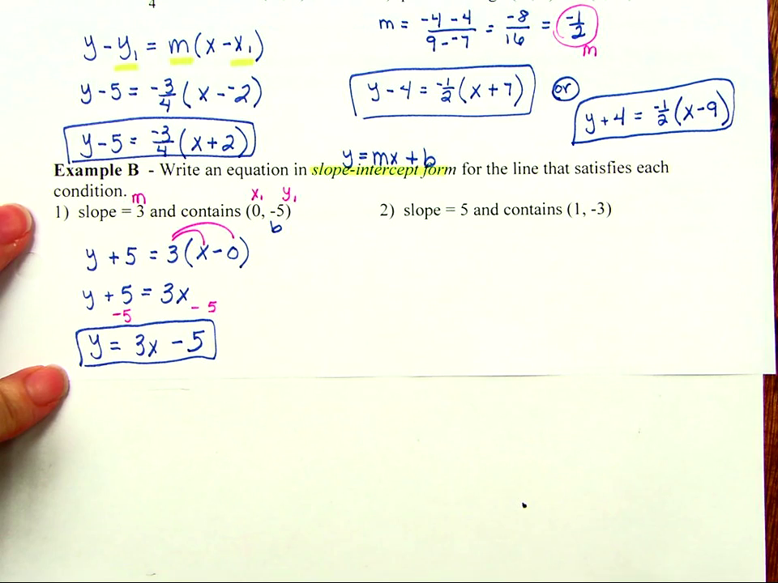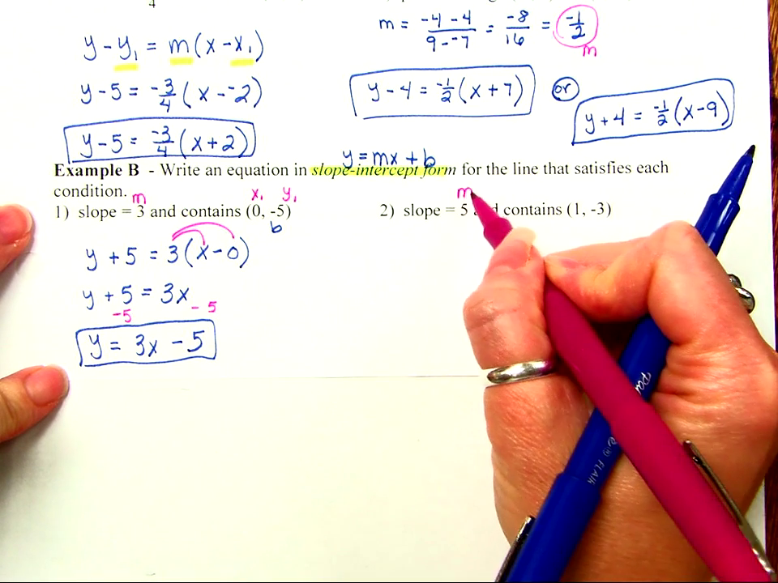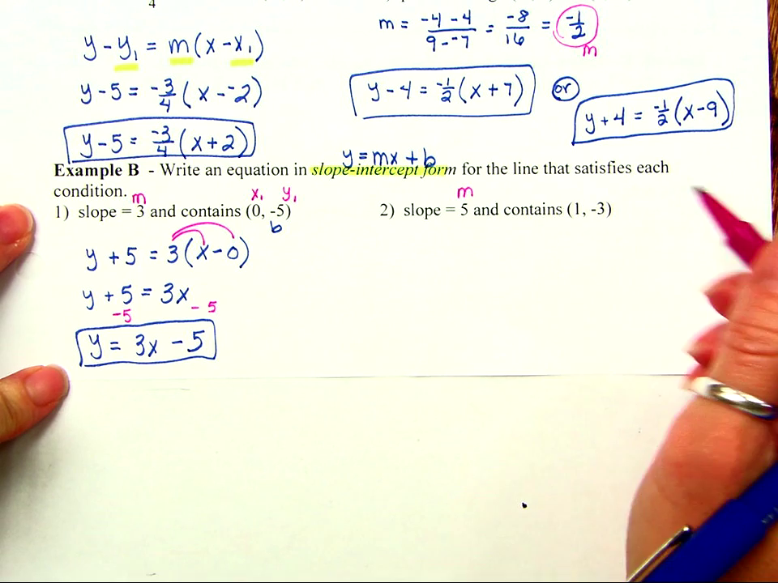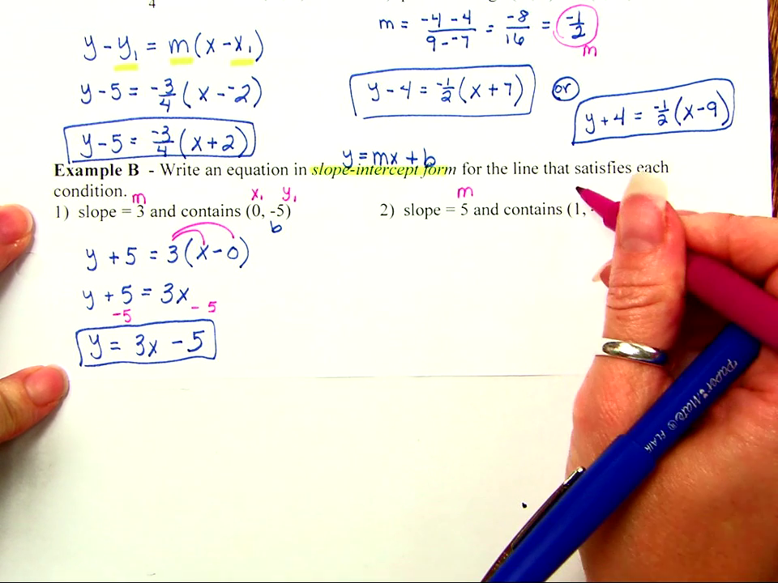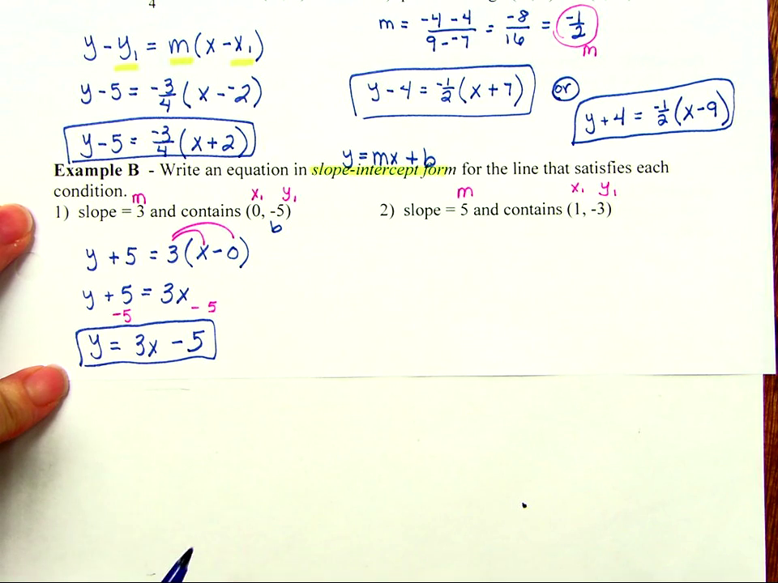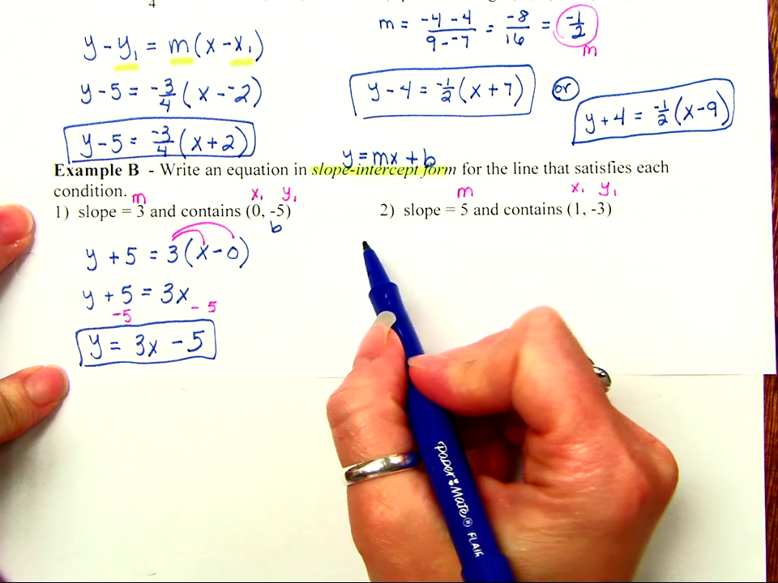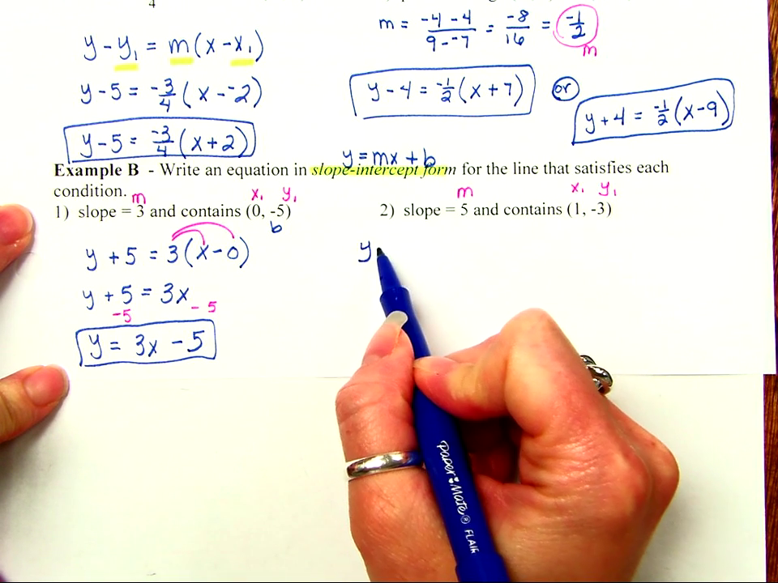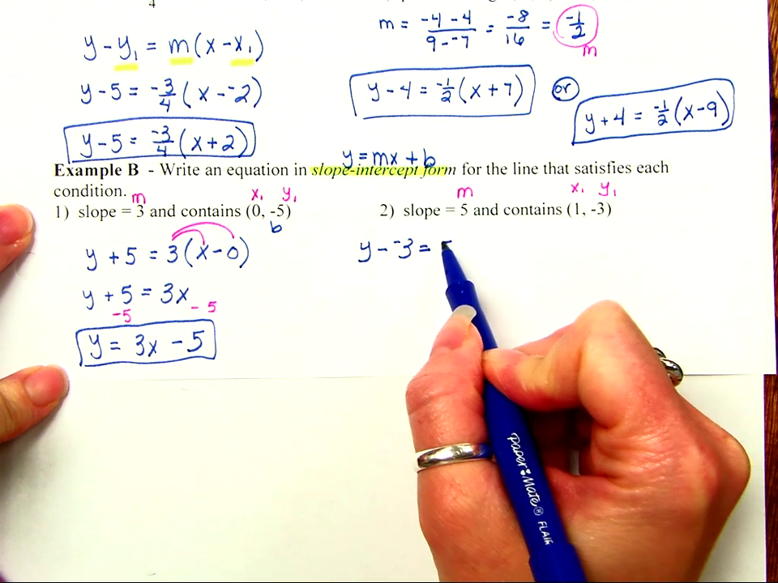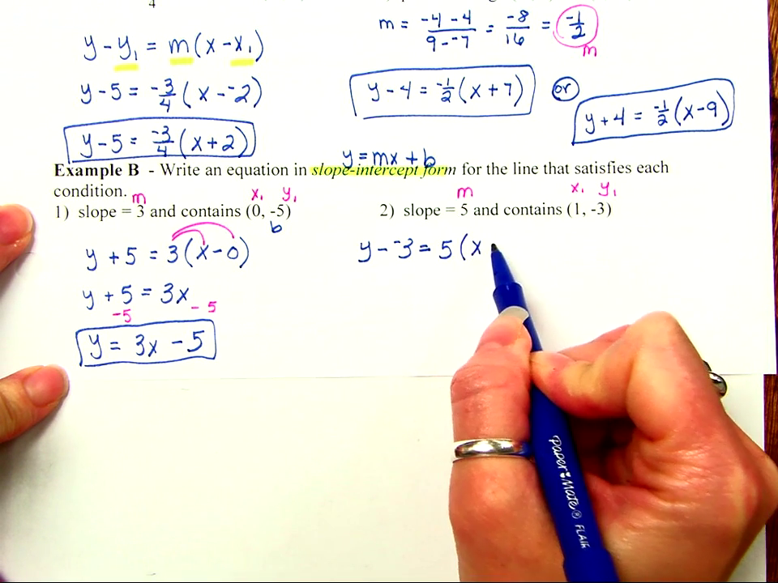In question number 2, I have a slope of 5, and it contains the point 1, negative 3. Now this is not my y-intercept, and so I am going to have to use my x1, y1 in order to solve. I'm going to use my point-slope formula and make my substitutions.